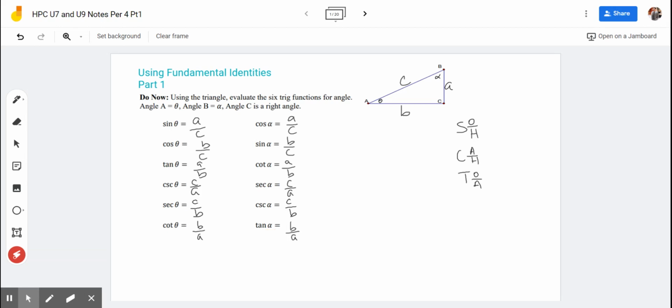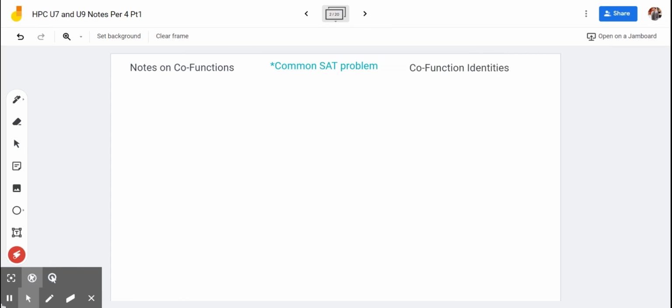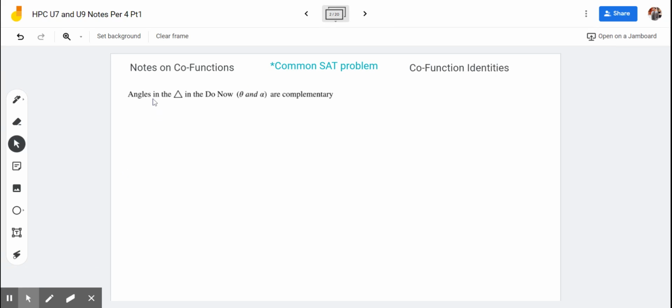So this leads us to one of the fundamental identities, which is talking about cofunctions. So what we saw in the do now, the angles in the triangle, theta and alpha, are complementary. And that's actually the root word for cofunctions. It comes from the fact that the angles are complementary to one another, or you can say that they're complementary if you want to kind of mispronounce it and force it, so that way we can see why they're called cofunctions.